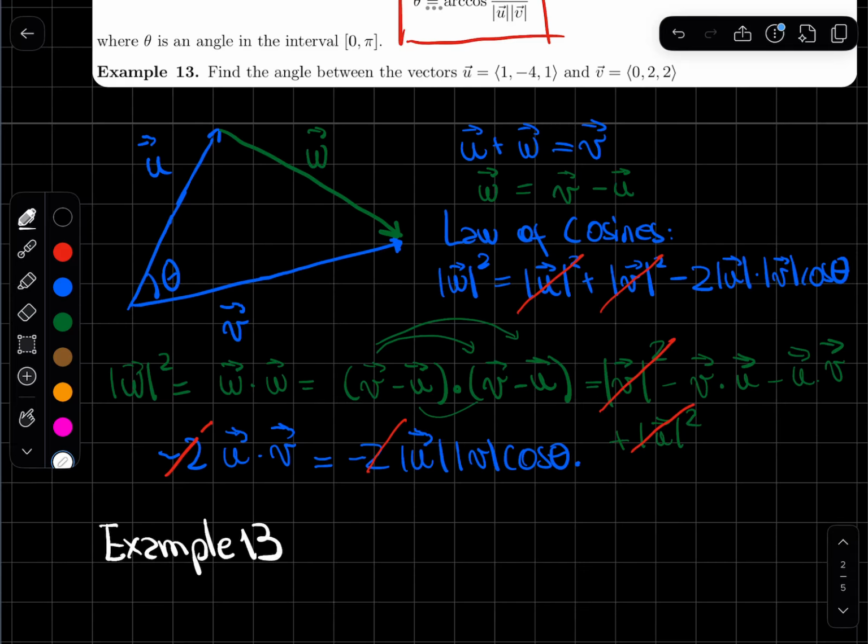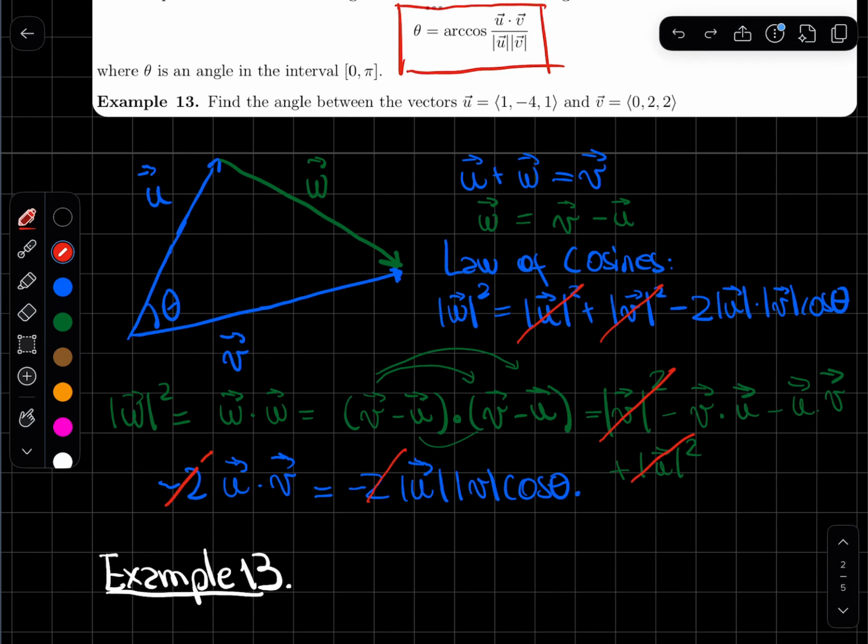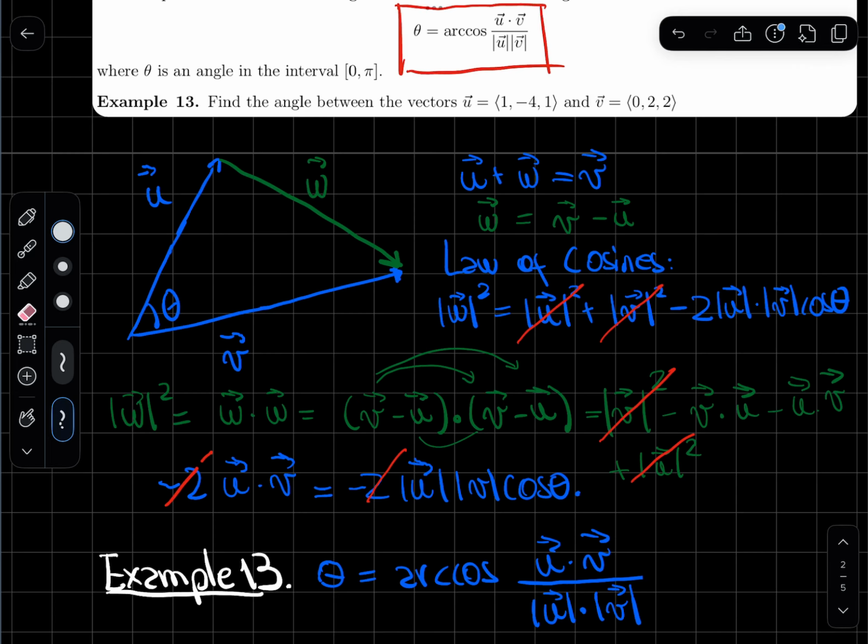So what we want is to find the angle between two vectors. Basically, I know theta, that angle, is the arc cosine of u dot v divided by magnitude u times magnitude v. That's all I'm going to do, just apply this formula directly. And I'm going to need a calculator for this.